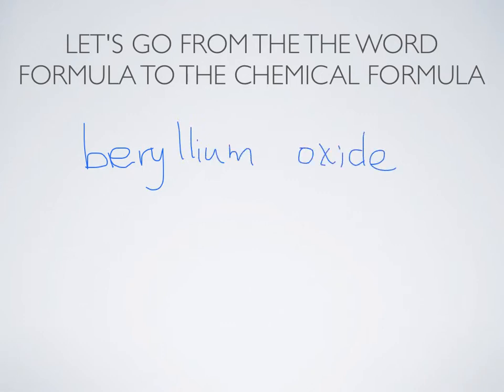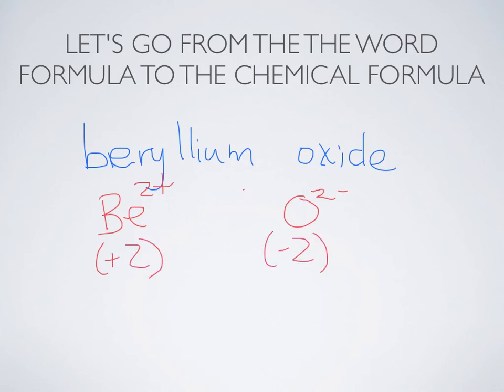Now, let's go from the word formula to the chemical formula. So, if we look at beryllium oxide, what's the charge of beryllium? Well, beryllium is Be +2. Oxygen is O -2. Oh, look, I've got +2, -2. Therefore, I can write BeO.